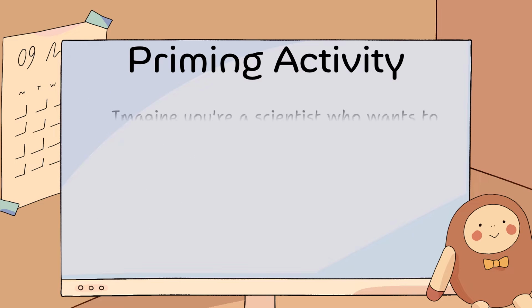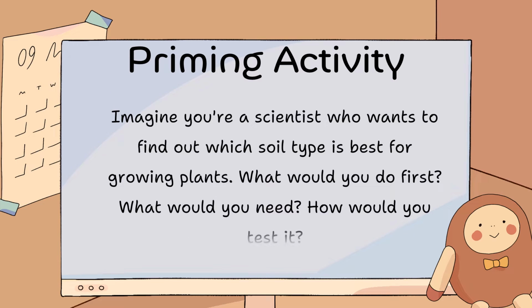Priming activity. Imagine you're a scientist who wants to find out which soil type is best for growing plants. What would you do first? What would you need? How would you test it?